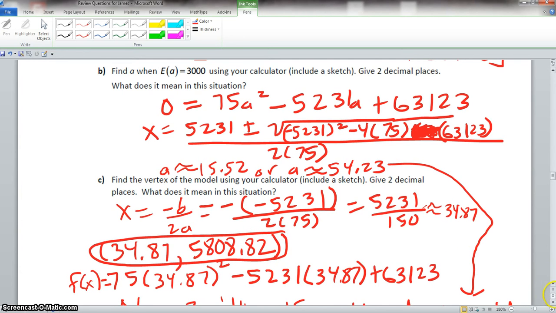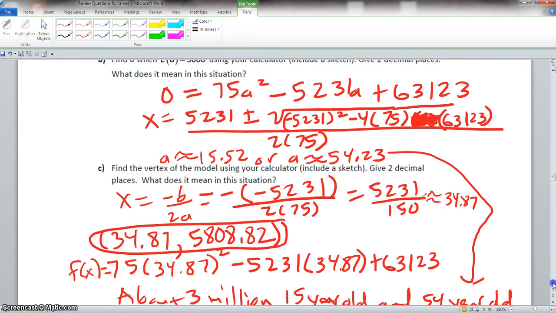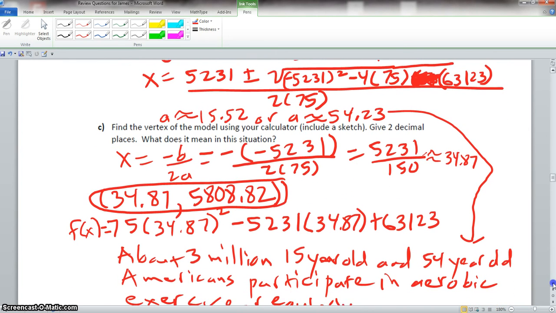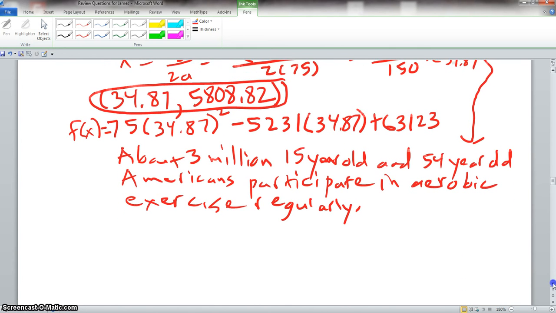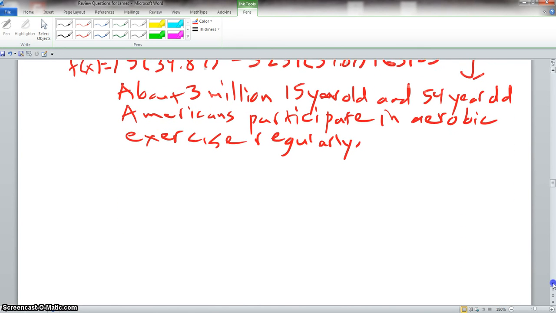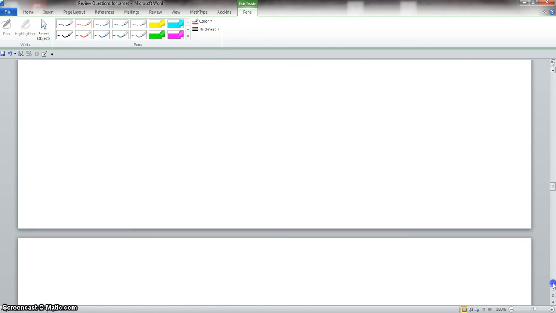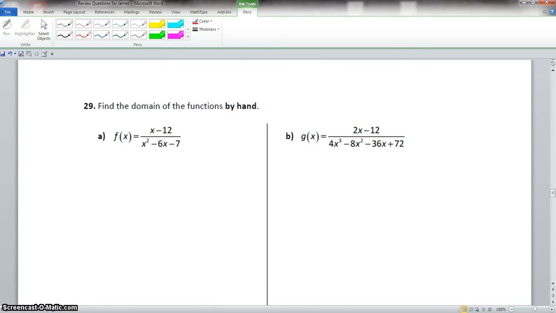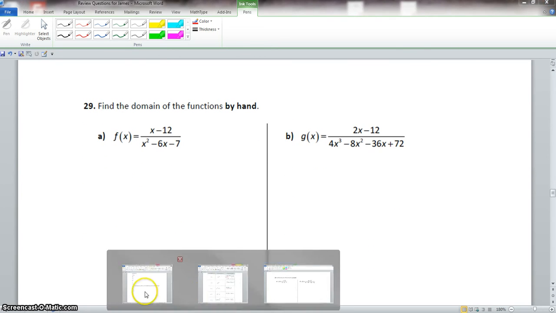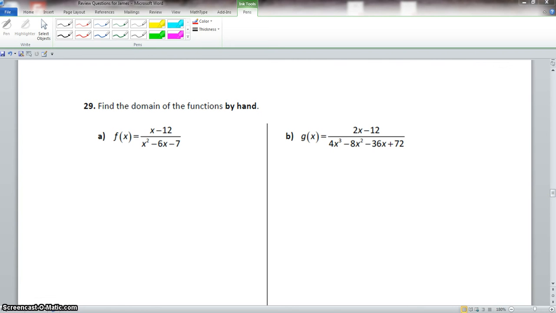Okay, so now we took care of that. As far as the sketches go, you can put it in your calculator, and your calculator will give you the sketch. Now we scroll down here to 29. With problem 29, we're supposed to just do 29b.